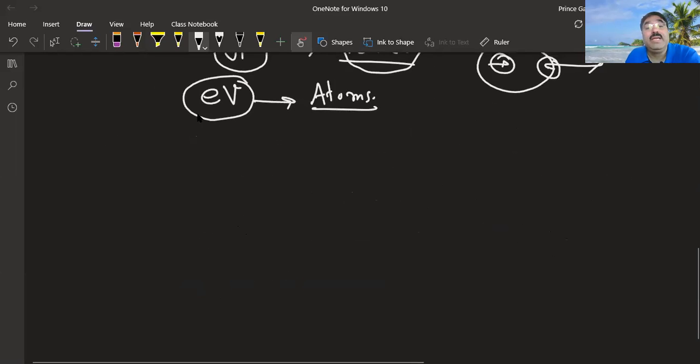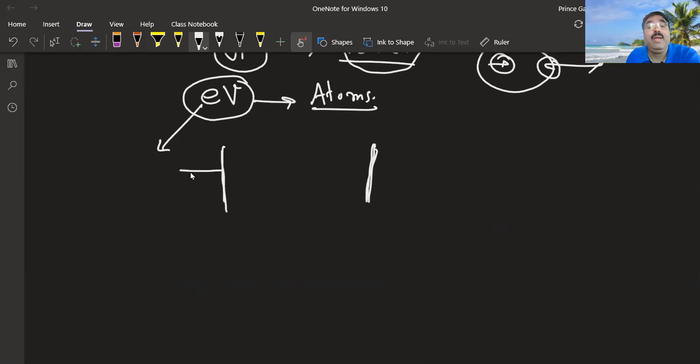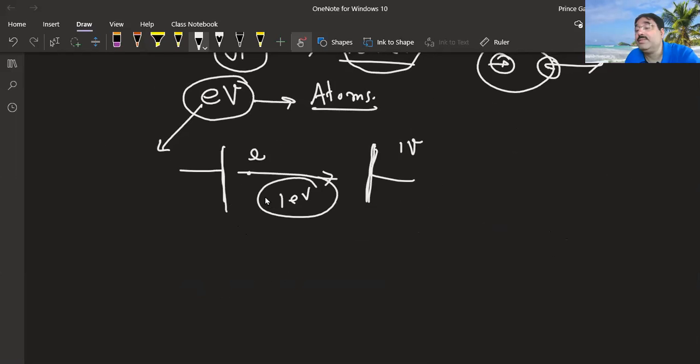Now, what is basically this electron volt? What does it actually mean? So if you have two plates, two electrodes, and apply a potential difference of 1 volt between them, and you release an electron in this potential well, it would acquire an energy of 1 electron volt. So that typically is 1 electron volt. It's the energy gained by an electron when a potential difference of 1 volt is between the cathode and the anode. That's what we call an electron volt.